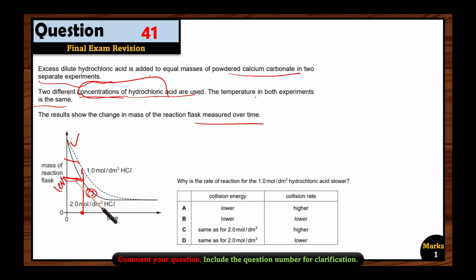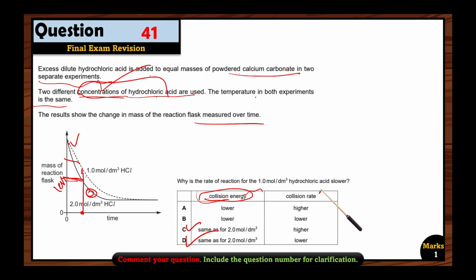So what is the reason behind it? Collision energy. Okay, collision energy, what is the rate of reaction for 1 mole dm cube? We have to see. So is the collision energy same or lower? Of course it is the same as 2 mole dm cube because collision energy has nothing to do with the concentration. So there is no change in the collision energy even if you increase or decrease the concentration. It's the job only of the temperature. Only temperature is responsible for increasing the collision energy. So that's why option C or D can be right.